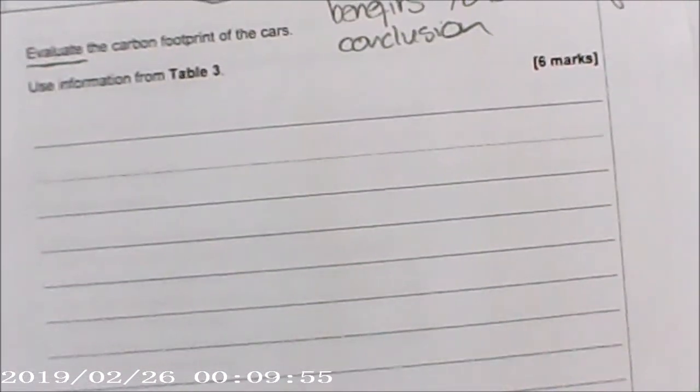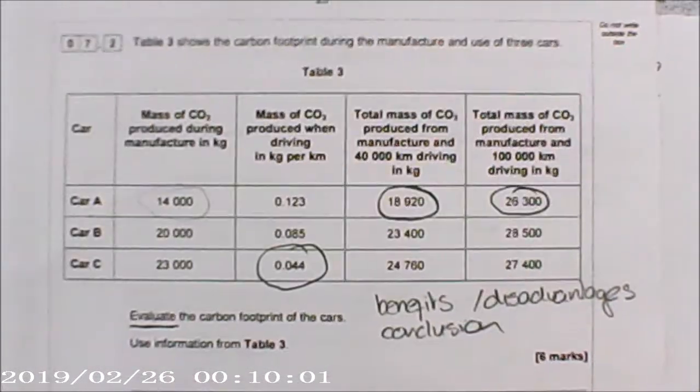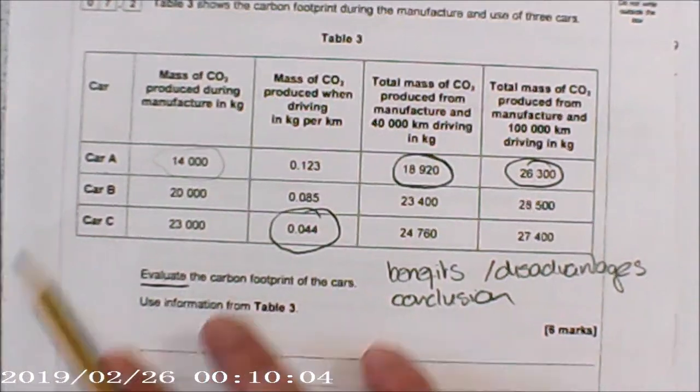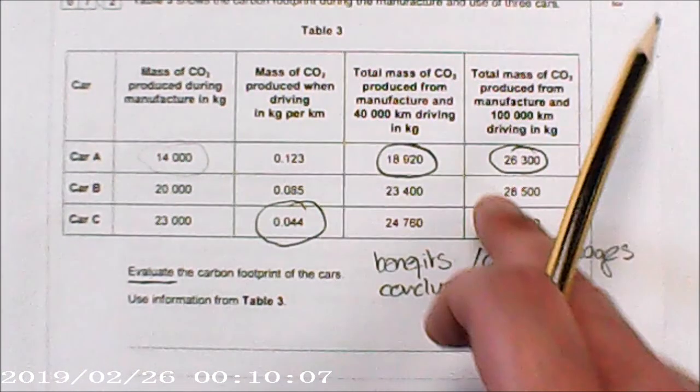As I say, if you are given a table, please just look at the information, look at the command word, what's it asking me to do. If I'm evaluating it, I need to say the good and the bad, which one's best, and why. So that's it from me.